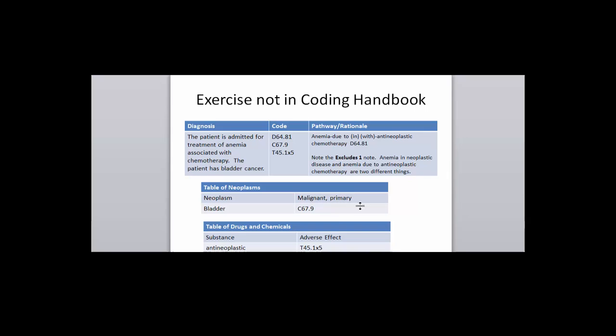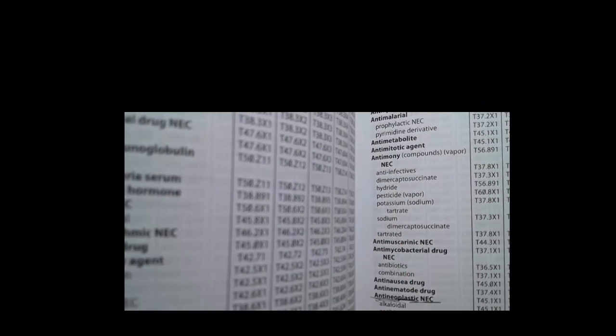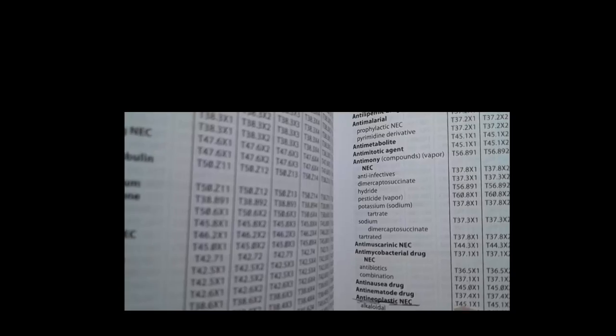Table of neoplasms, using that for our bladder cancer, we see in the malignant primary column C67.9 is the code for the bladder cancer. We have been given in our guideline the T45 code, but I also wanted to show you it is in the table of drugs and chemicals. If you look up anti-neoplastic under the substance column and then your adverse column, you find this. I think we'll go to the code book and look at that one. And I have it highlighted in my book because I look at it quite often.